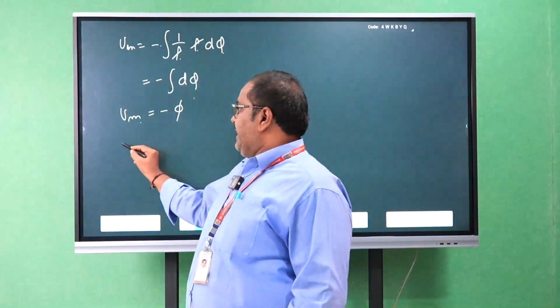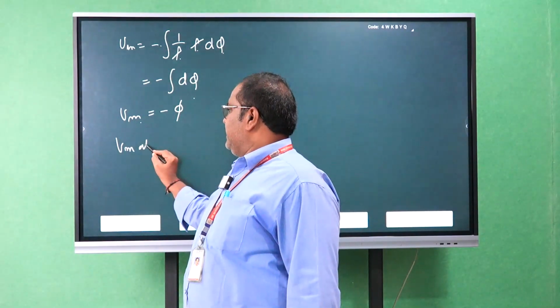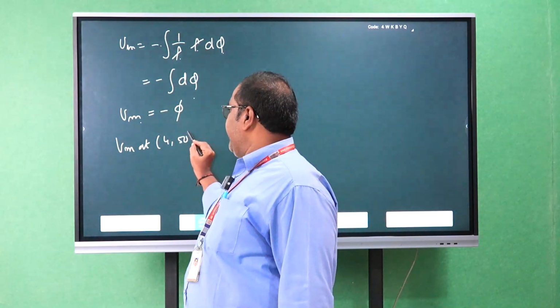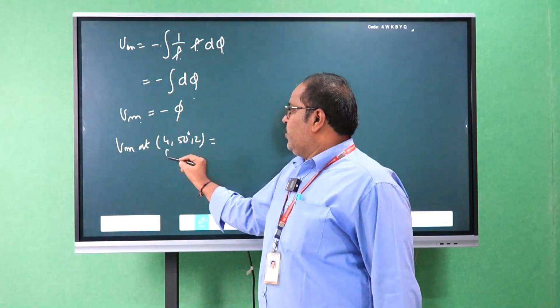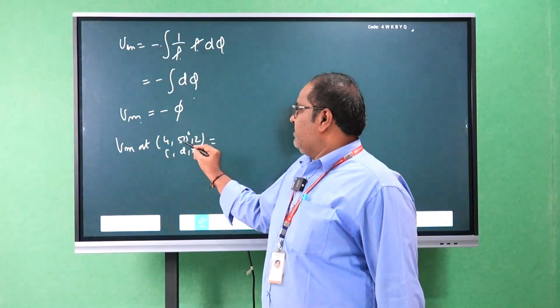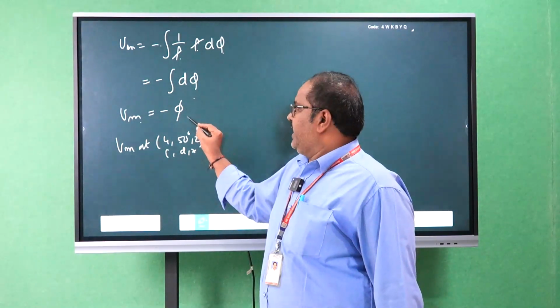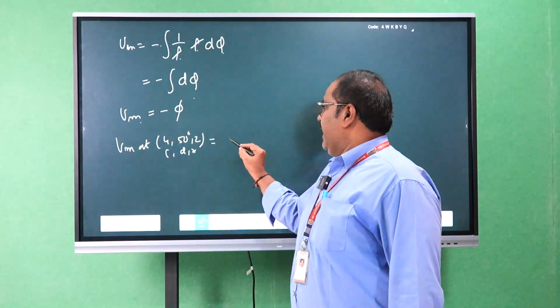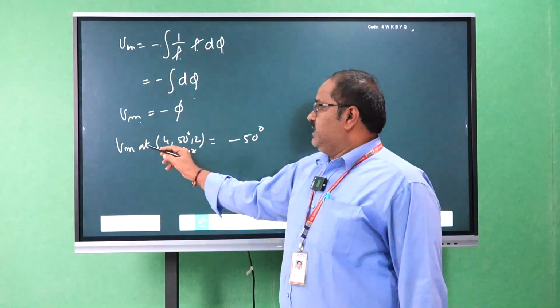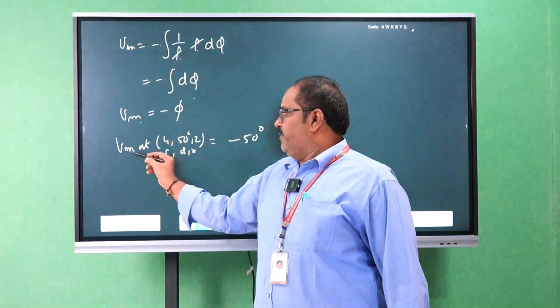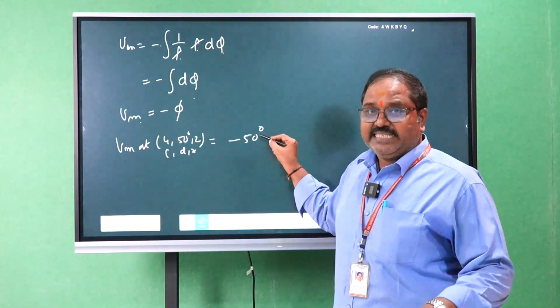Now if I have to find Vm at 4, 50 degrees and 2, what is 50 degrees? It is the value of phi. Phi is equal to 50. Substitute into this equation: minus 50 degrees. The units of Vm are amperes, but here Vm is in terms of degrees.